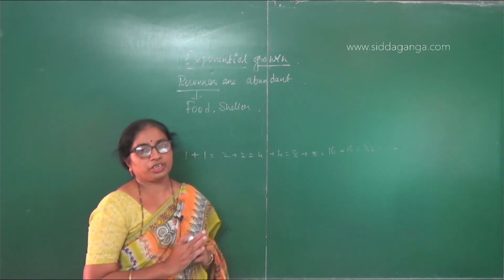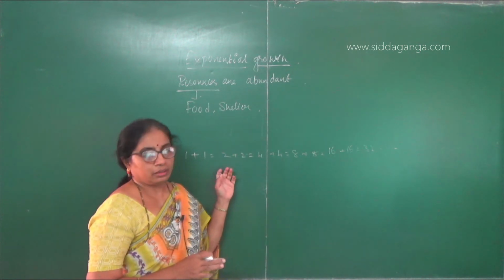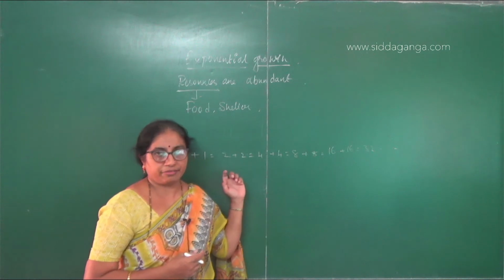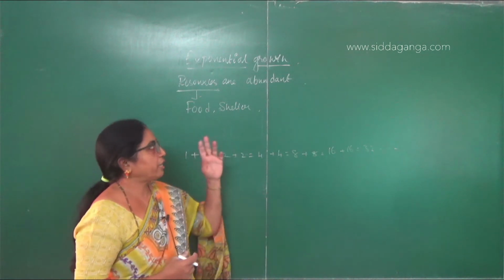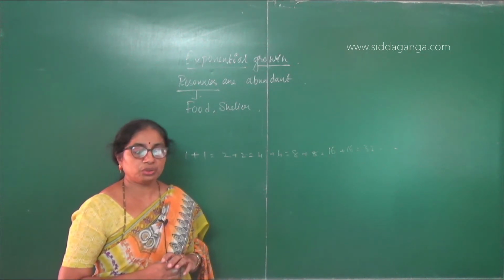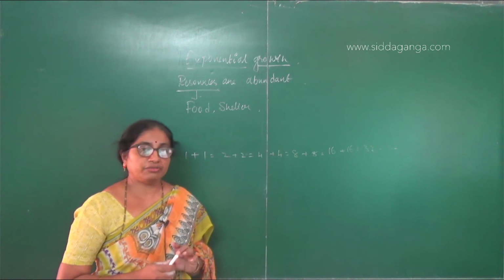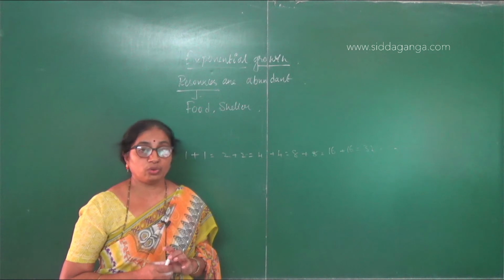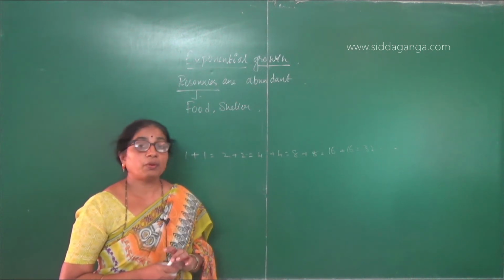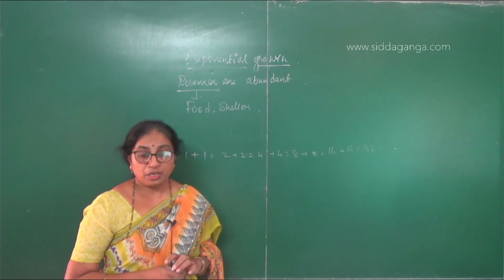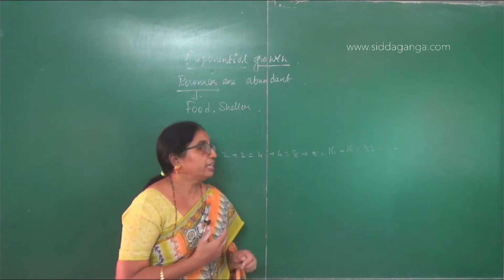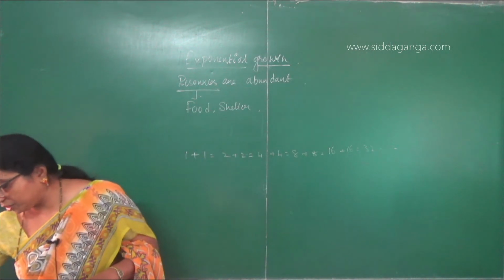And this exponential growth can be represented with the help of a graph. A graphical representation can be made for the exponential growth, and we can also put an equation for the calculation of the exponential growth, or to find out what type of growth the population shows. So let us see what that equation is and also the graphical representation.